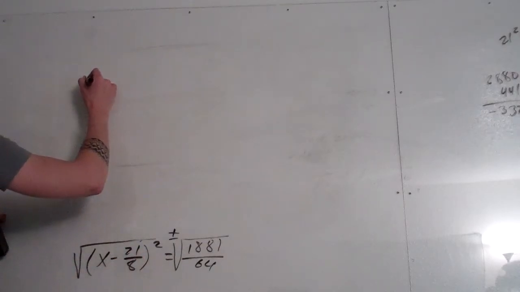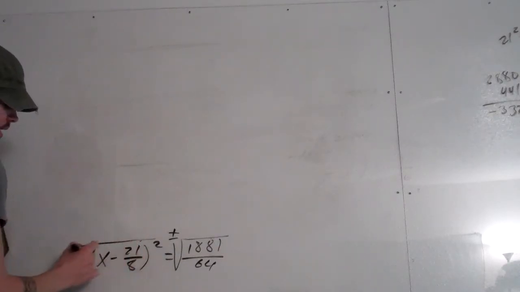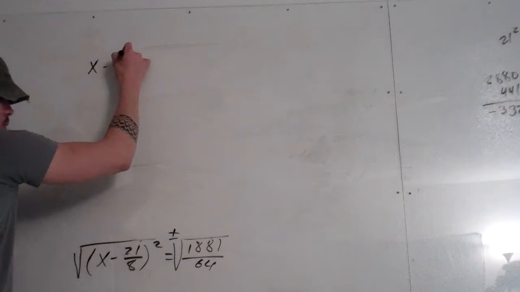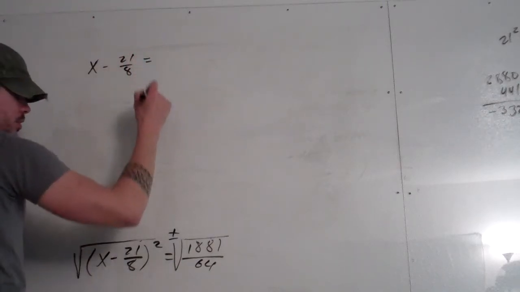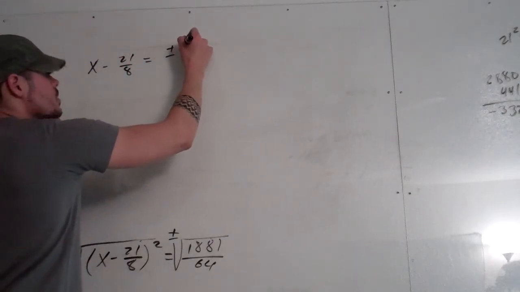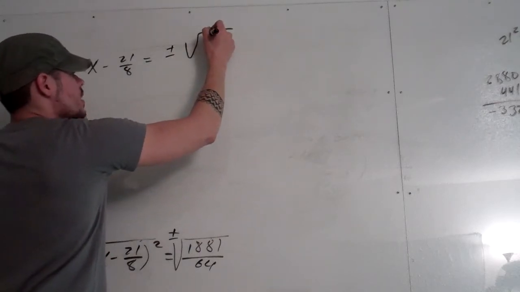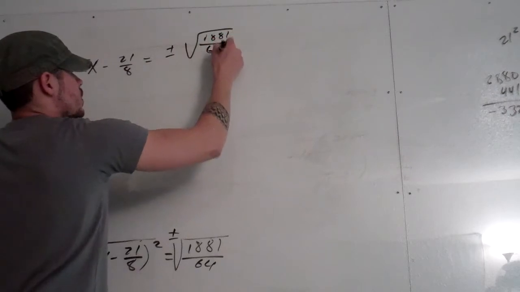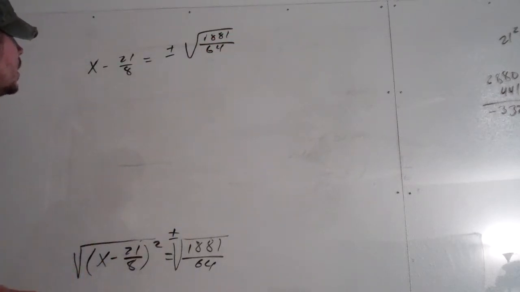And now, this actually cancels out this square root of x minus 21 over 8 squared. These two are going to cancel out, so now we're just left with x minus 21 over 8 is equal to plus or minus the square root of 1881 divided by 64. Okay.